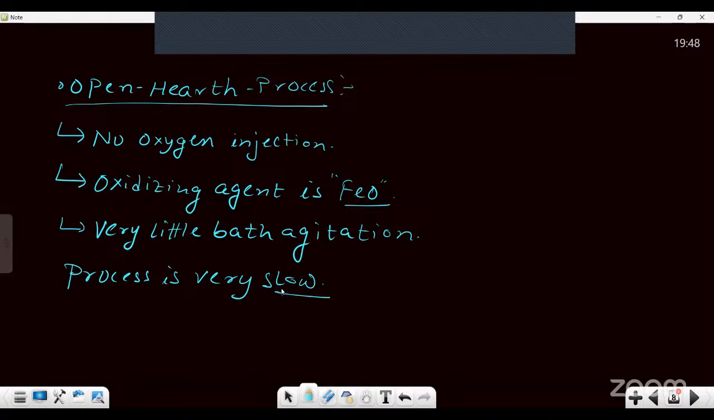Apart from that, there is another problem as far as the open hearth process is concerned. The process is slow, and it is also not always autogenous. Autogenous means that here that much heat is not generated. If I am blowing oxygen directly and it is combining with the impurities and oxidizing them, a lot of heat is generated. But in this process, that amount of heat is not generated. So this process is not an autogenous process.